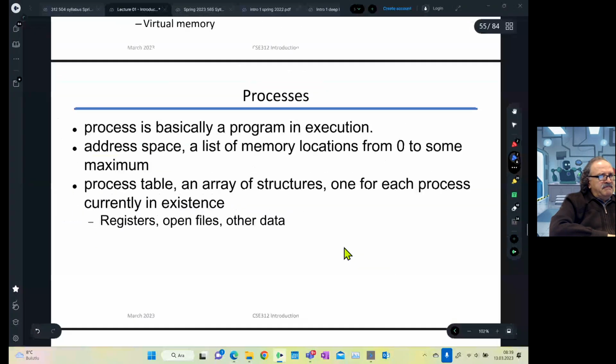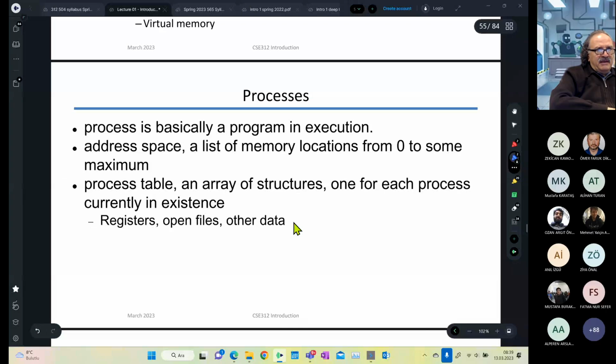Okay, so the process is basically a program in execution. That's the definition. We know what a program is. A program is just a formal representation of an algorithm in a known programming language. A program is supposed to run. When you run the program on a computer's memory, it becomes a process. So what is the difference between a process and a program? A program is a static piece of code which can be run, but a process is the running program. So what does that mean?